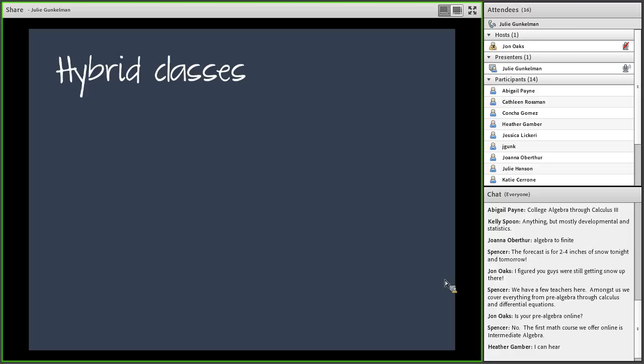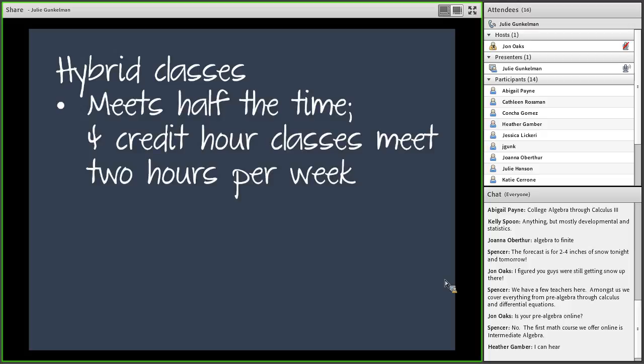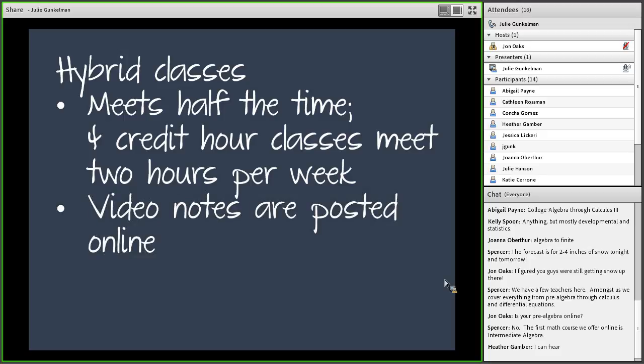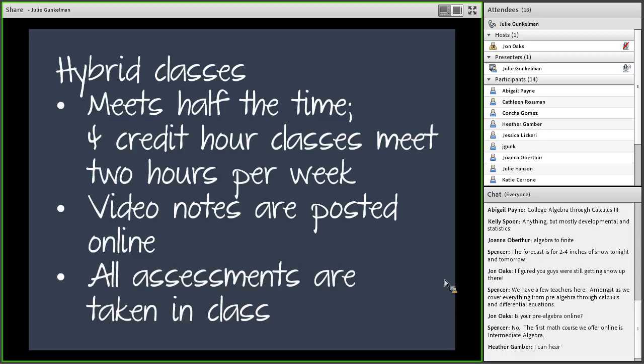Before I start and actually talk about the activities, though, I wanted to define what I mean by hybrid classes and flipped classes. I teach a couple of hybrid classes, and they meet half the time of a traditional face-to-face class. So if this was a 4-credit-hour class, we're talking about meeting 2 hours per week instead of 4 hours per week. What I have done with all of my hybrid classes is post all of my notes online. I call them video notes. They're videos that I have made and post online. And per my department requirements here at OCC, all of my assessments are taken in class. I don't have a testing center that I could utilize or any online testing situation with these classes.